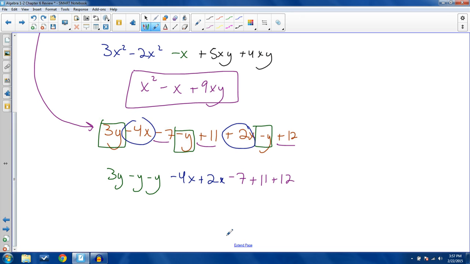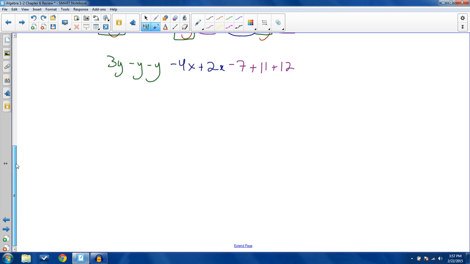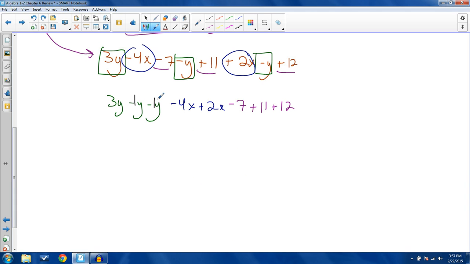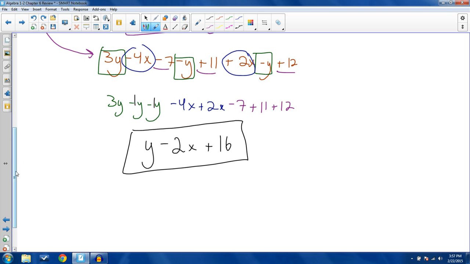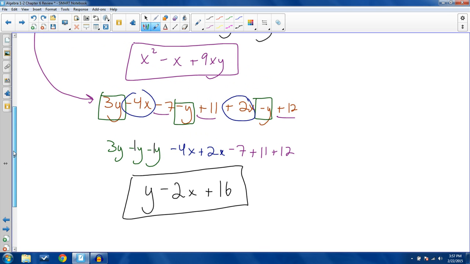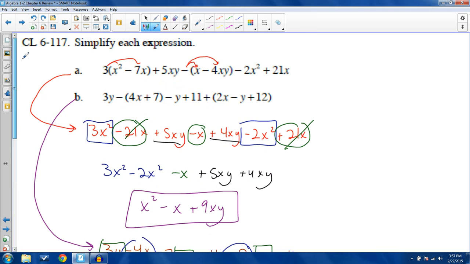Okay, when I combine them all, 3y minus, remember these are 1s. 3 minus 1 is 1, so that's 1y. Negative 4x plus 2x is negative 2x. Negative 7 plus 11 is 4. 4 plus 12 is 16. There we go. There's your final answer, or any other version of that being rewritten. So that's for A and B on number 117.